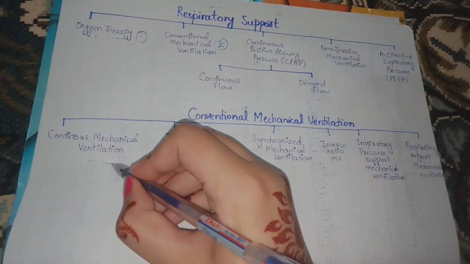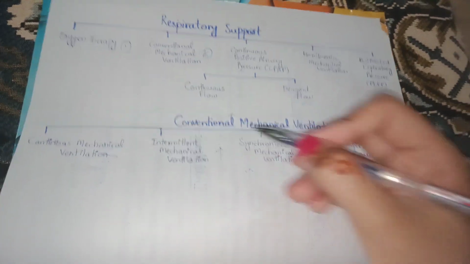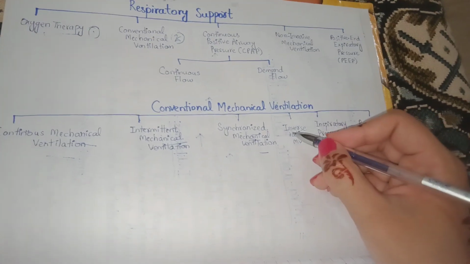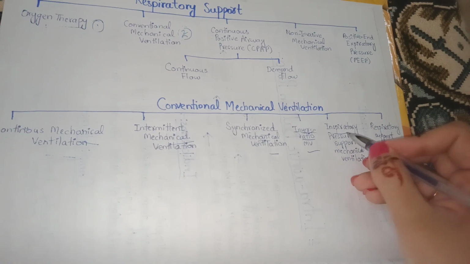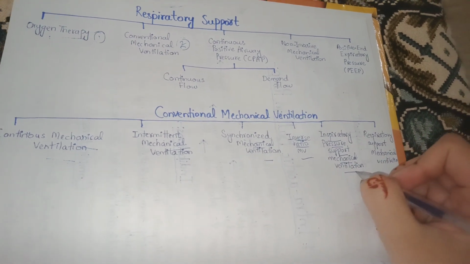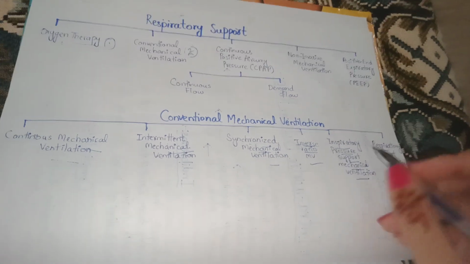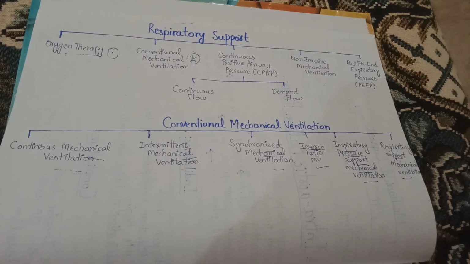Number 1, continuous mechanical ventilation. Number 2, intermittent mechanical ventilation. Number 3, synchronized mechanical ventilation. Number 4, inverse ratio mechanical ventilation. Number 5, inspiratory pressure support mechanical ventilation, and the last, number 6, respiratory support mechanical ventilation. These 6 are all types of conventional mechanical ventilation.